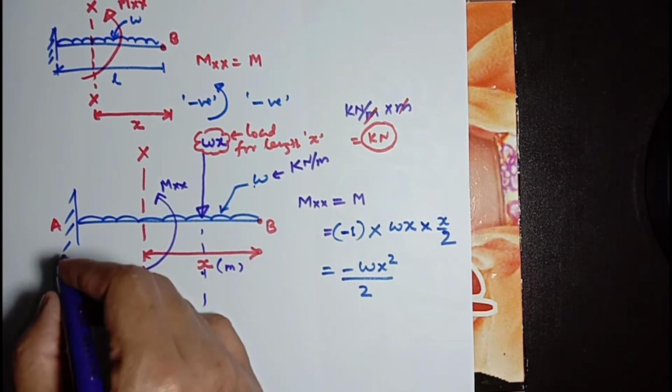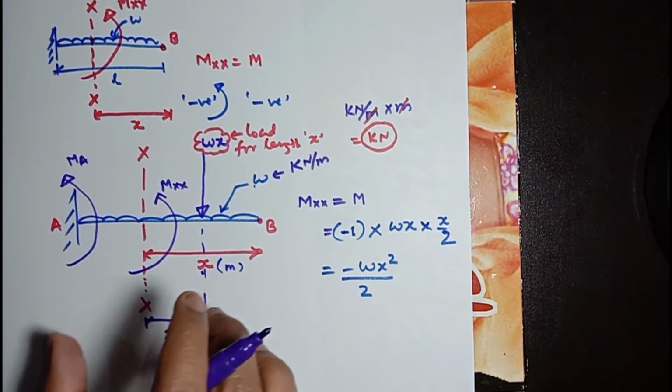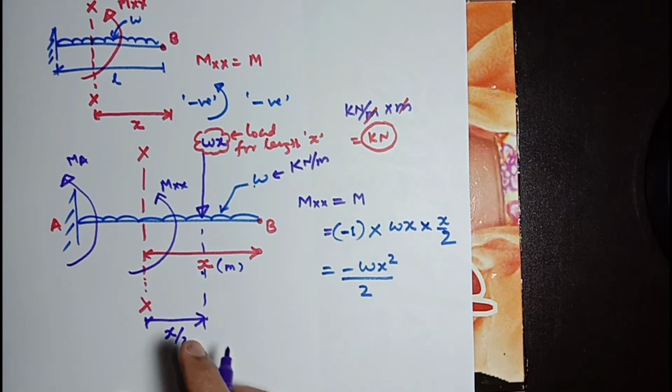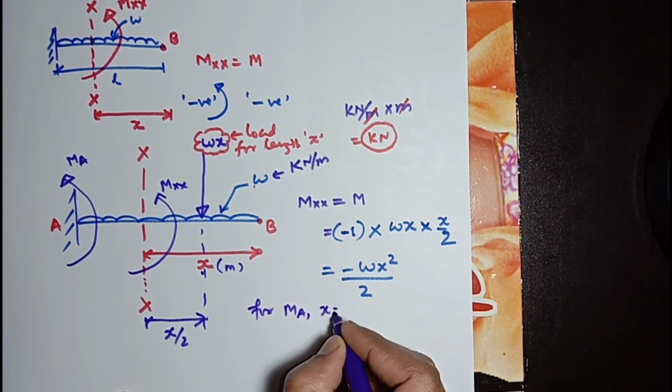So the bending moment at A will be MA. For that, X will be equal to L.